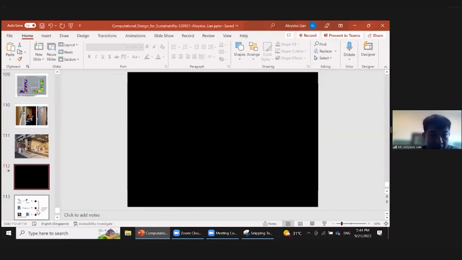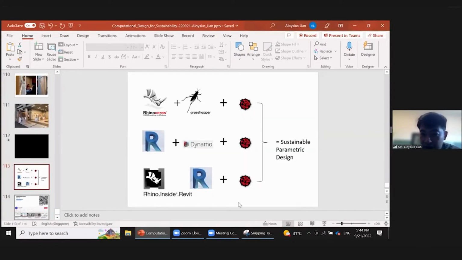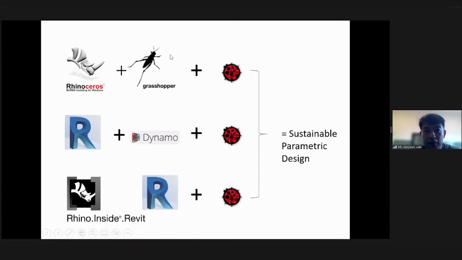Okay. So after all this long talk, this is just to tell you what are the softwares that have been used. So essentially what I have used in SUTD when I was part of the research lab was primarily Rhino and Grasshopper. I also teach at BC Academy. So we are sharing techniques of how you can use Revit and Dynamo together with what you see here, this symbol is for Ladybug.